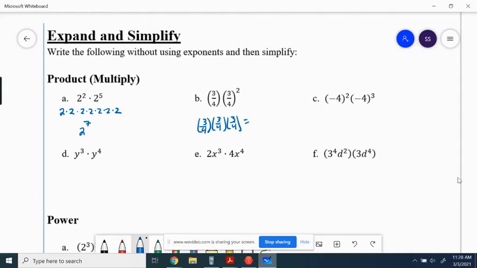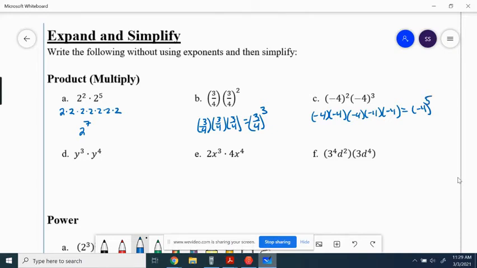So this is really 3/4 to the third power. All right, C, we have -4 to the second. So that is -4 times -4. And -4 to the third is -4 times -4 times -4, which is equal to -4 to the fifth power.